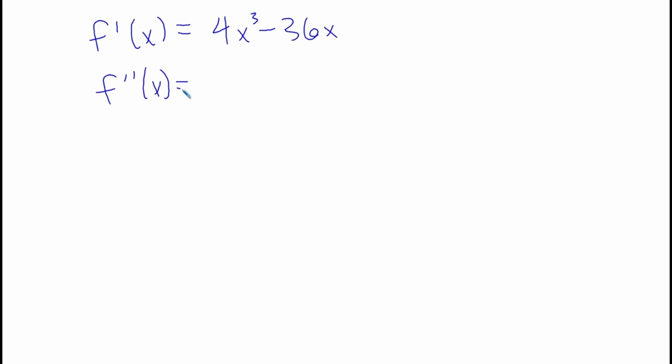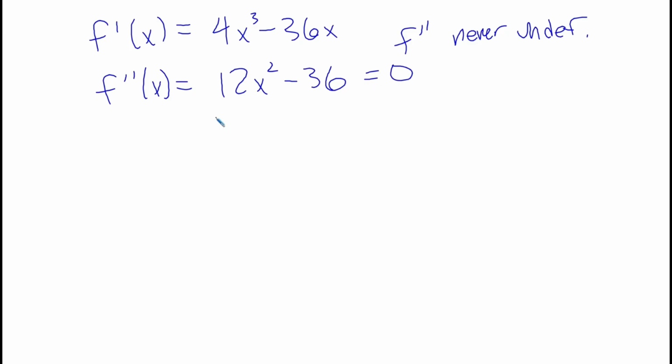So the next step here is going to be to take the second derivative. So we had f prime of x equal to 4x cubed minus 36x. So we'll find f double prime of x, which is going to be 12x squared minus 36. Again, f double prime is never undefined, but it does equal 0. We can factor the 12 out if that makes things a little bit easier to look at here. We have 12 times x squared minus 3, or x is equal to positive or negative root 3.